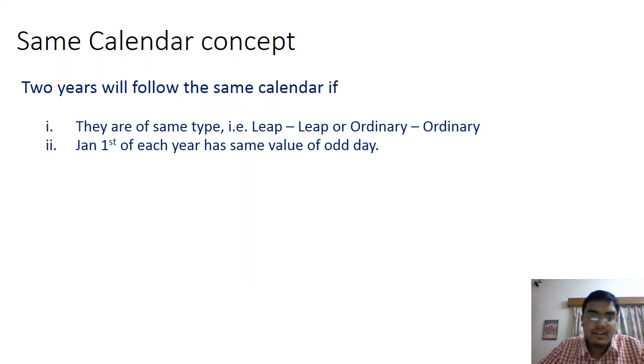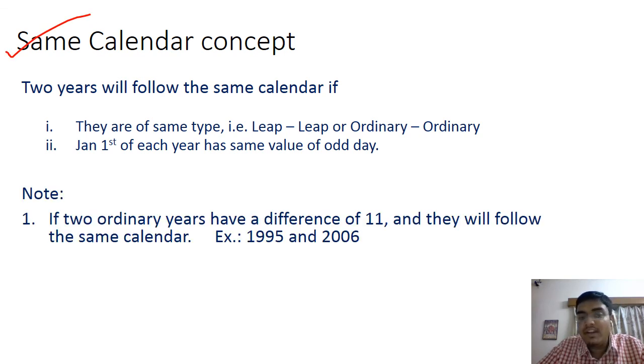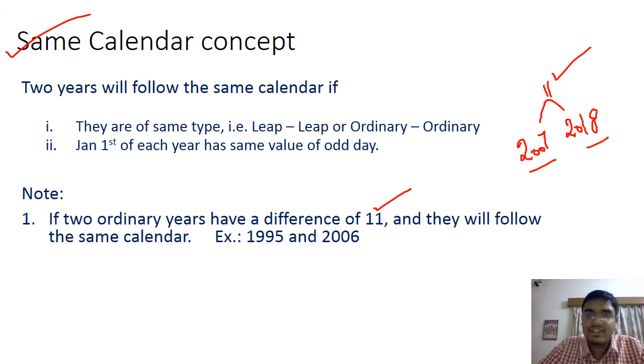There's one more thing by which you can tell if the same calendar will follow. If two ordinary years have a difference of 11 years, then they are sure to follow the same calendar. For example, if you take 2007 and 2018, first of all, obviously they have to be ordinary, and the difference is 11 years, so they would follow the same calendar. You can check it on Google, or if you have the calendar with you, you can check that. I hope you won't be having the calendar of 2018, but still, right? So if you have a difference of 11, then directly you can say that they will follow.